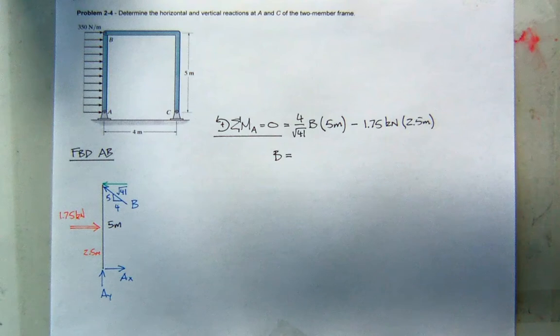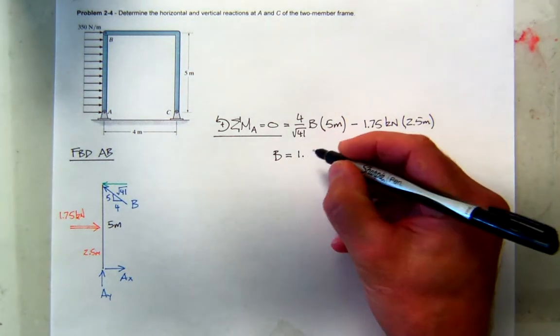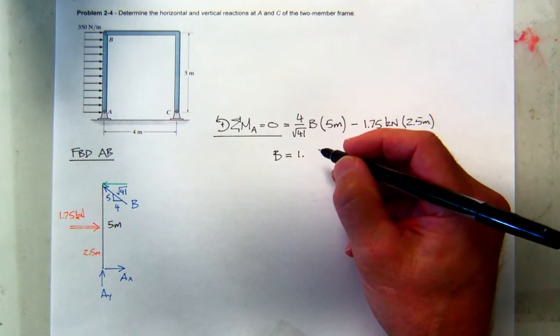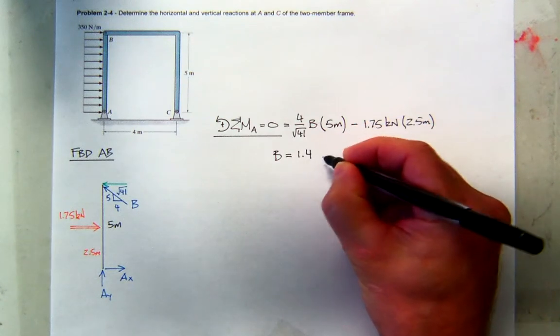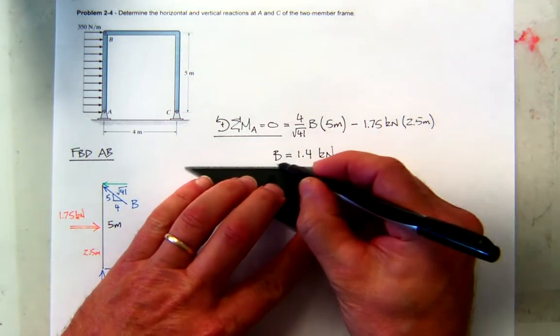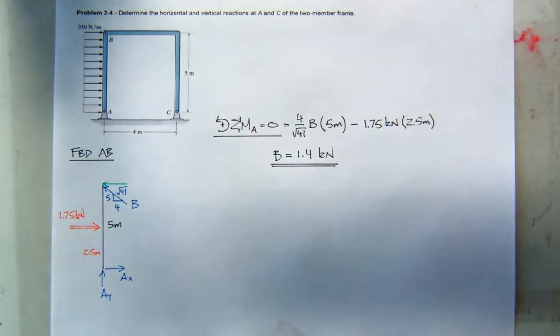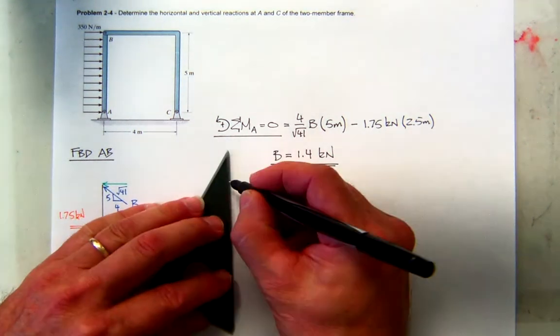Anybody else get 1.4? I see one head shaking. Yep. All right. We got enough head shaking. 1.4 something? Just 1.4, and that will be kilonewtons. And it looks like it came out positive, so we have the right direction. And now we know B, we can plow ahead.